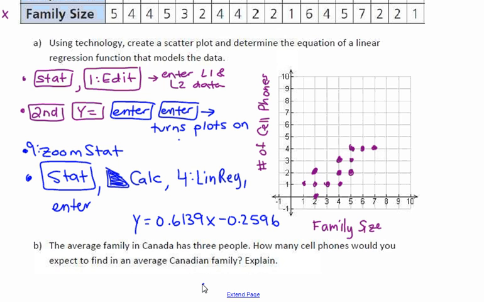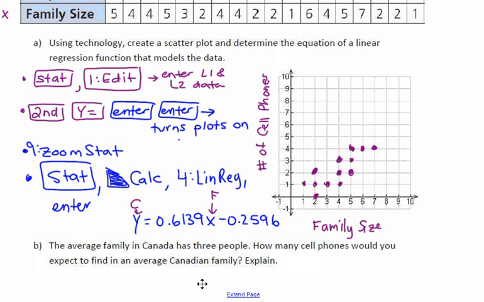Now, which variable was your y? What did y stand for? Number of cell phones. So you can actually replace this with a c if you want when you're writing your equation. And what was our x? Family size. So maybe we'd make that an f. So we can replace our variables if we want, so it makes sense in the context of the equation.